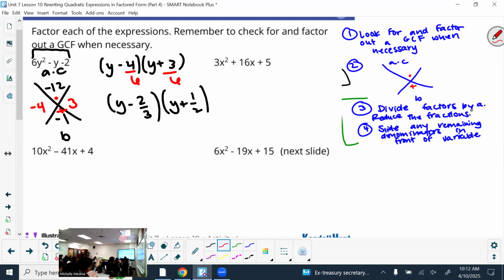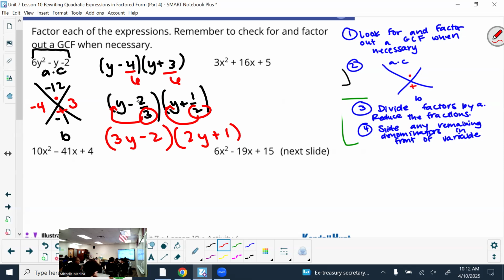So to continue with these steps, we need to slide any remaining denominators in front of the variable. And that will reveal the true factored form. So sliding the 3 makes it 3y - 2. Sliding the 2 makes it 2y + 1. Now if I were to multiply it out, I get the original: 6y squared - 1y - 2.